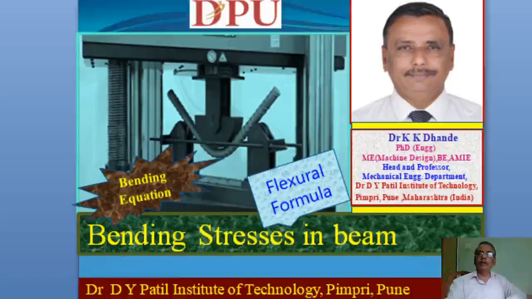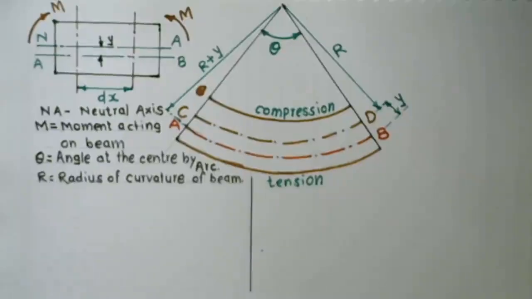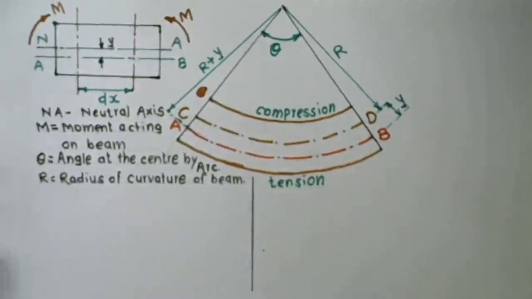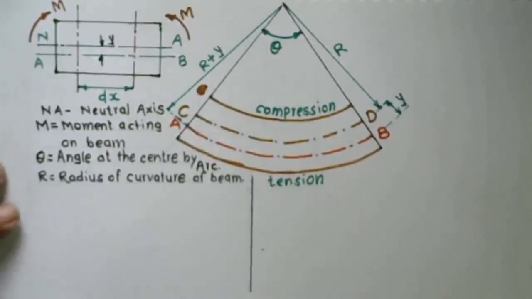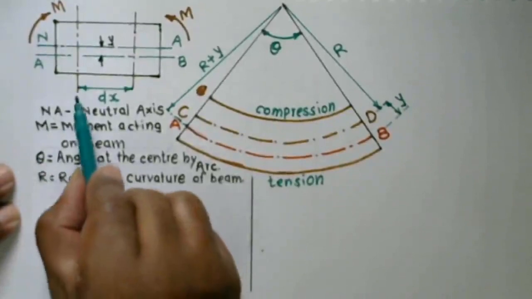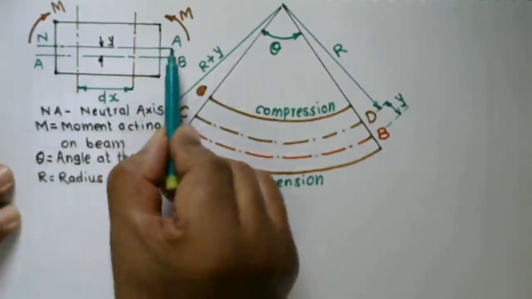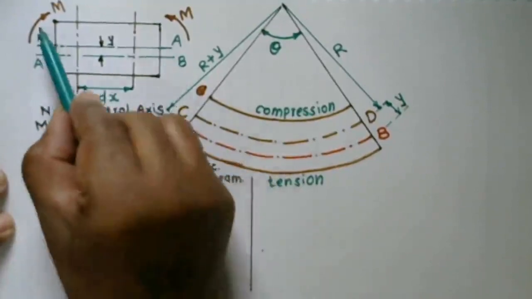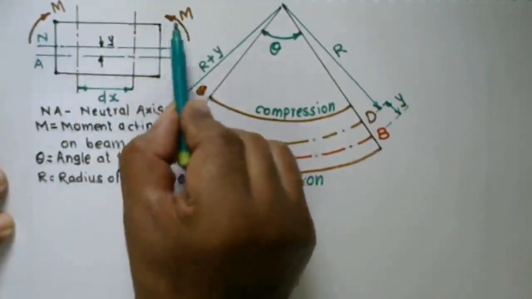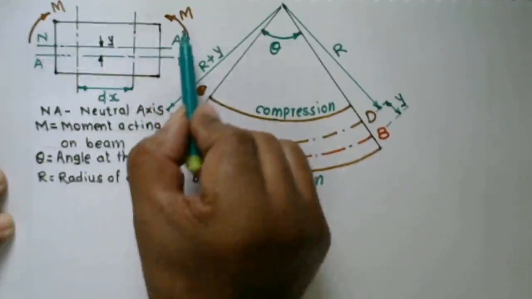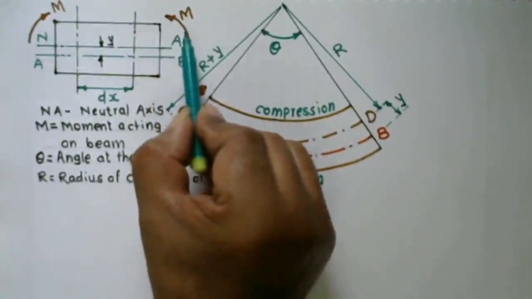Hello friend, in today's lecture we are going to see the derivation of the bending equation or flexure formula. In this section we have to consider a small section of the beam having the distance dx. NA is the neutral axis and a moment is acting at both sections, a clockwise moment as well as an anti-clockwise moment.